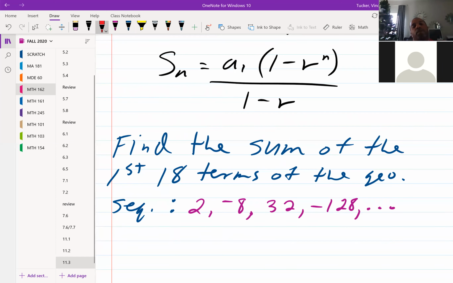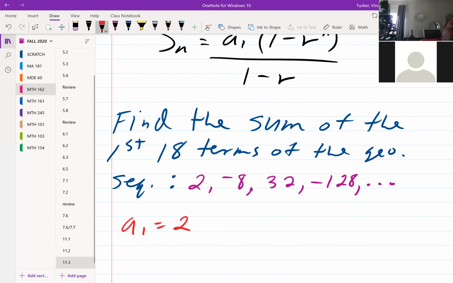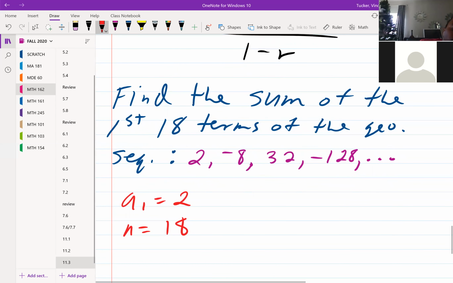Let's find the sum of the first 18 terms of the geometric sequence 2, -8, 32, -128, and so on. In order to find the sum, we need a sub 1, which we know is 2. That's just your first term. The one that it gave us was n, so we really could have started there. n is 18. And now we need the common ratio.